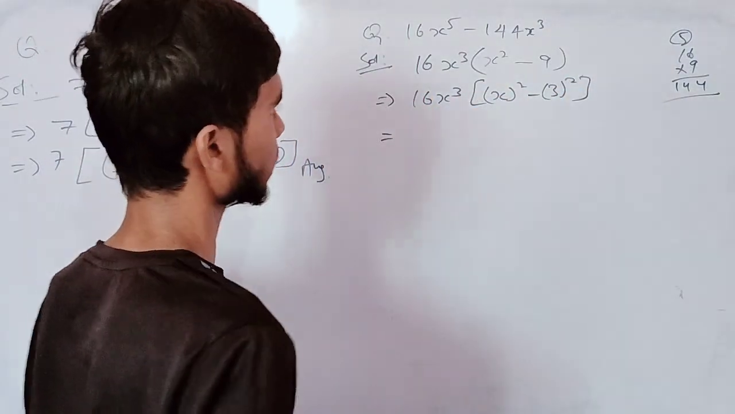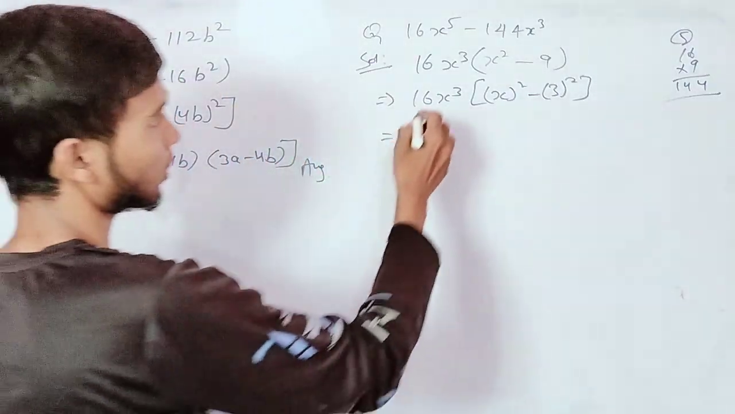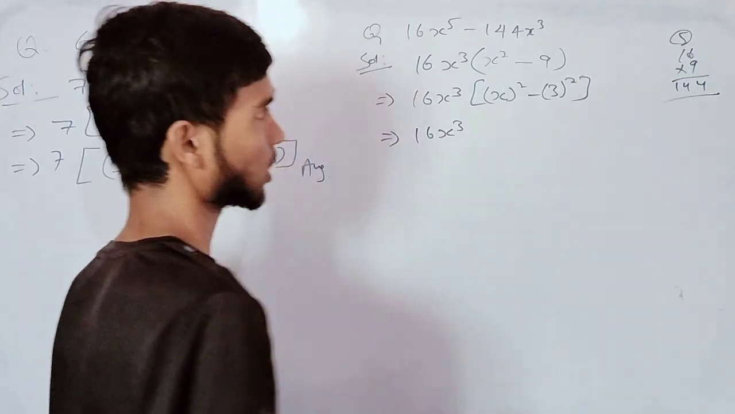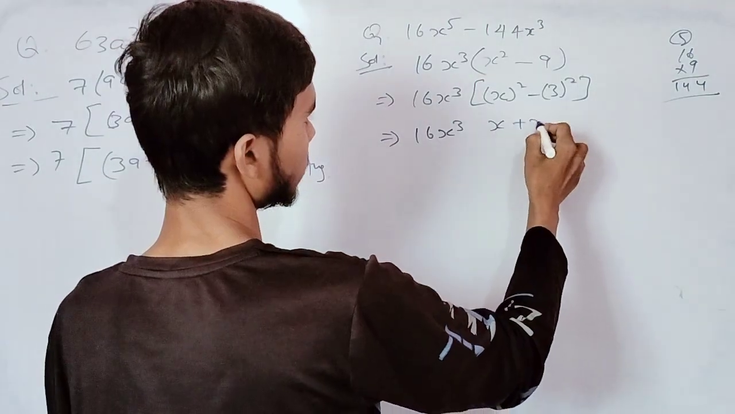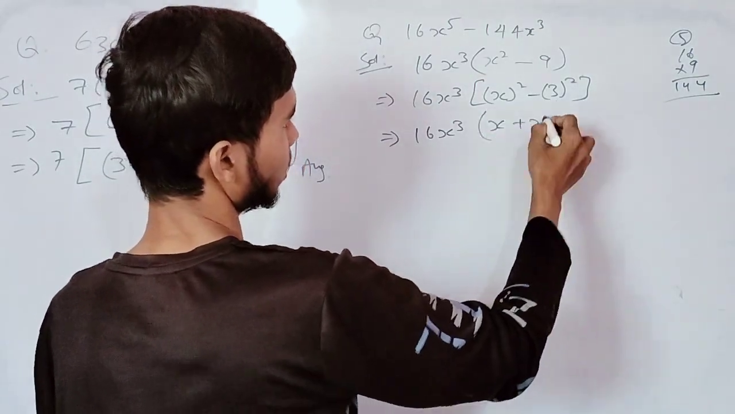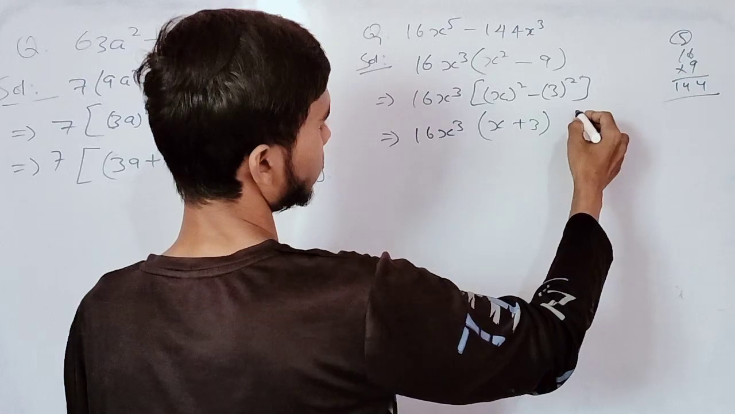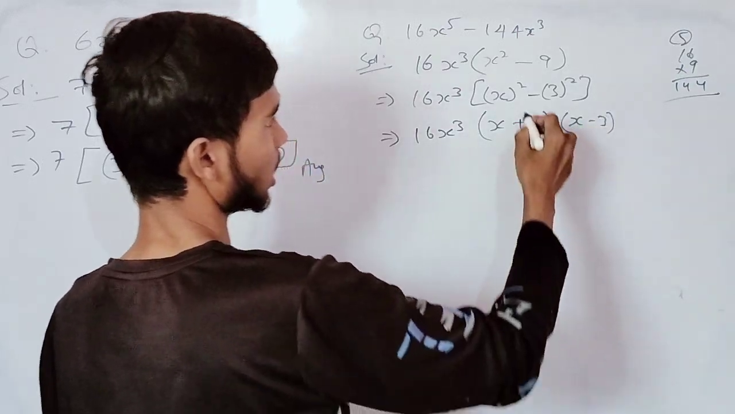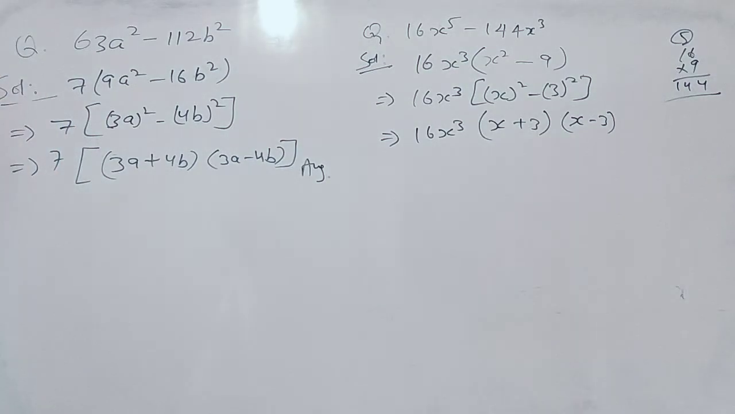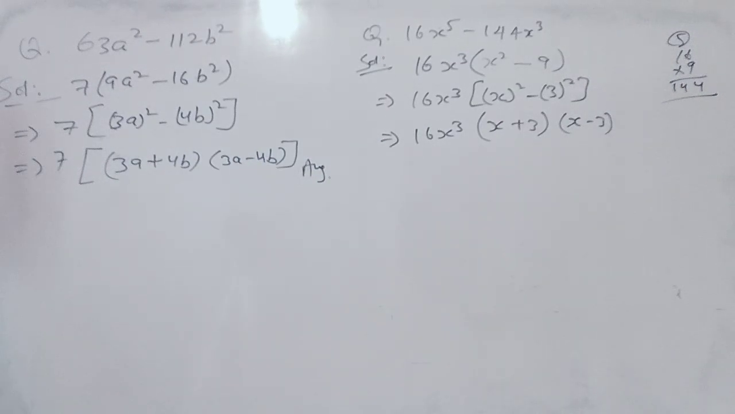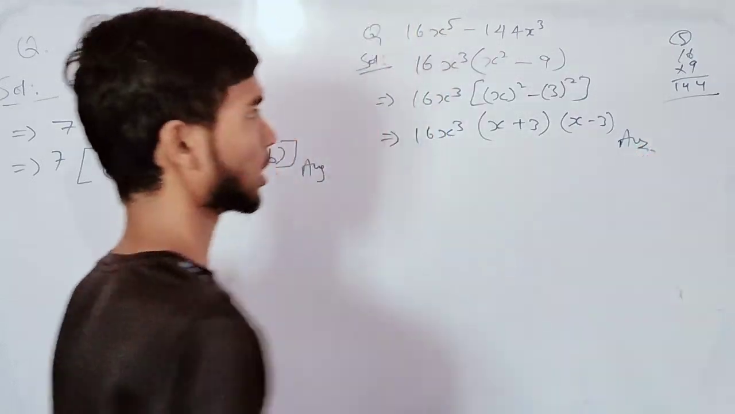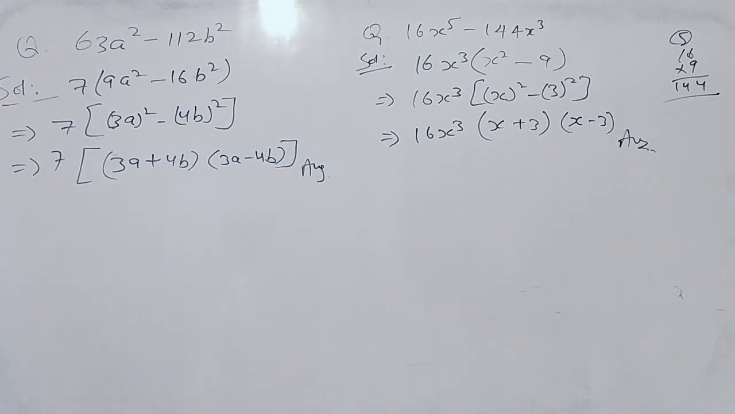Now in the next step it will be as it is. Here x is the value of a, 3 is the value of b. Now x plus 3, x minus 3. Here we applied algebraic identities. Here this is the answer.